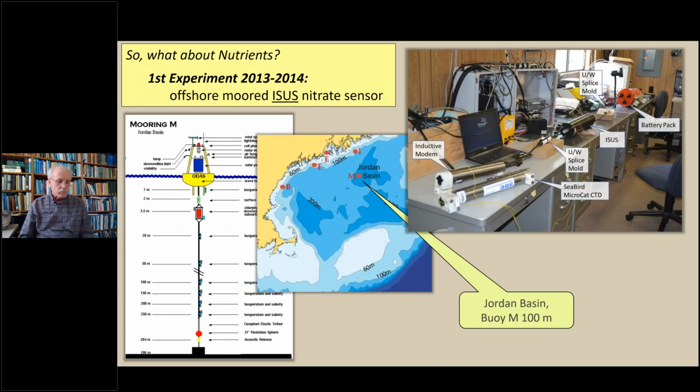Okay, so what about nutrients? Well, the first experiment we ran was with an ISIS nitrate sensor, not a SUNA. It's over here. This actually belongs to Jim O'Donnell at the University of Connecticut. He lent it to us. We never gave it back. It's out there in the Gulf of Maine now. It's back. This thing is a tank. It really works great. We had to build a battery case out of a pressure housing that was kicking around. And this is all done by Neil Pettigrew's engineers.